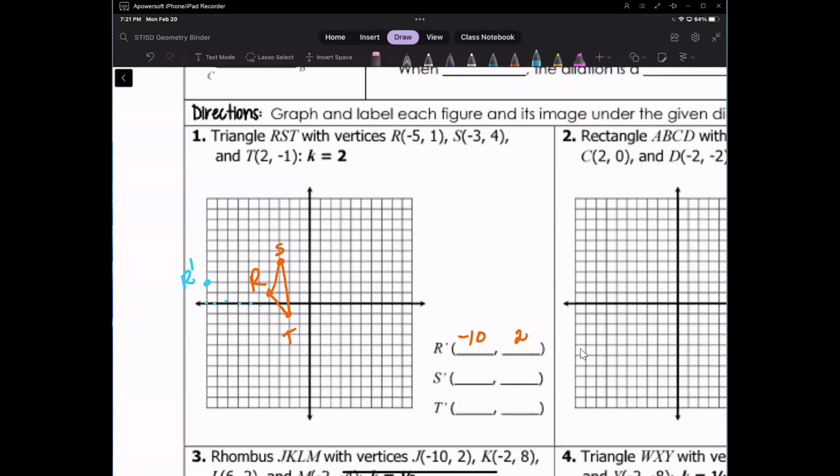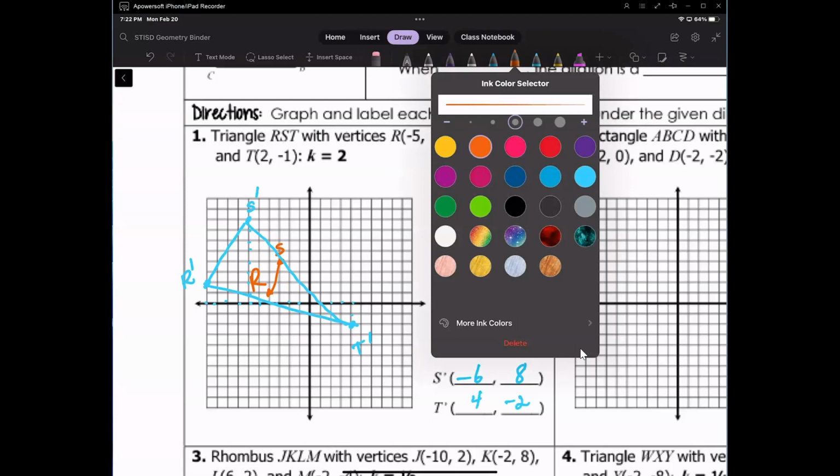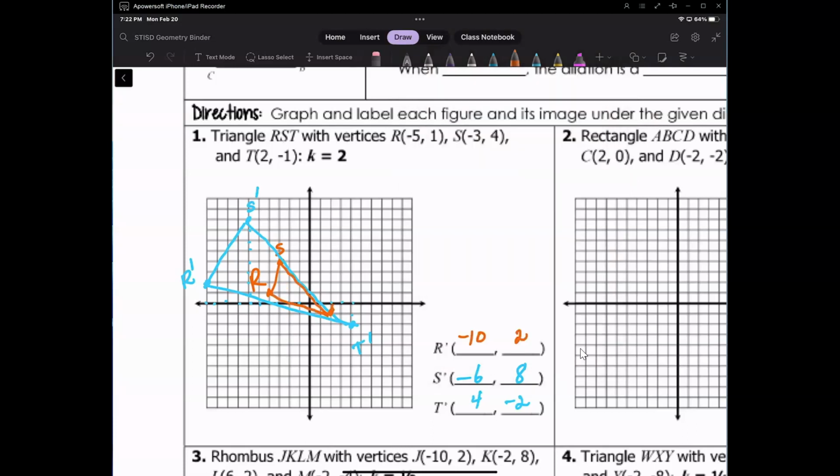That's R prime. S prime is -6, 8. Then T prime, so it's 2 times 2 is 4, and -2, so it's going to be 4, -2. And that is going to be the enlargement. And I did make a mistake. Can you catch my mistake? So there is the enlargement.